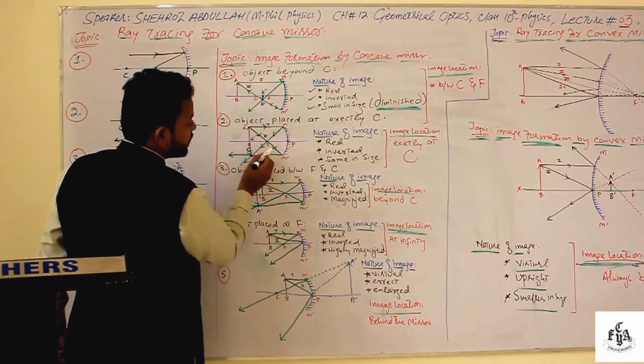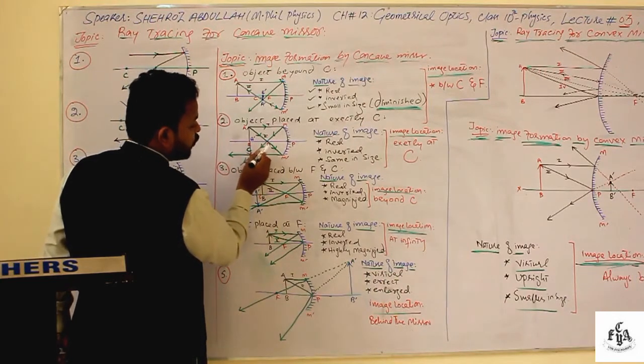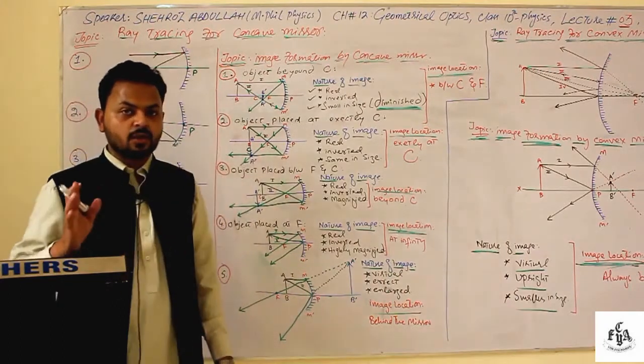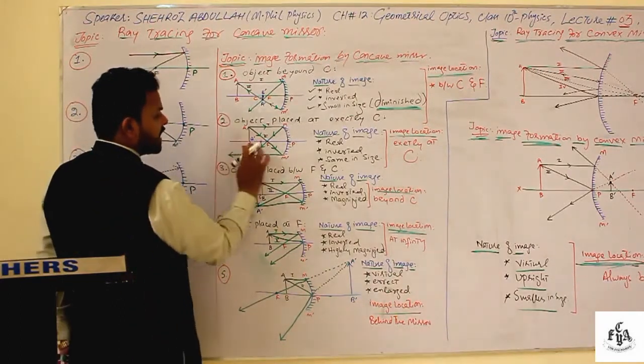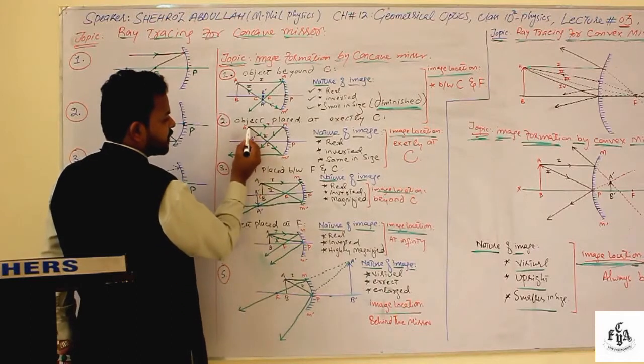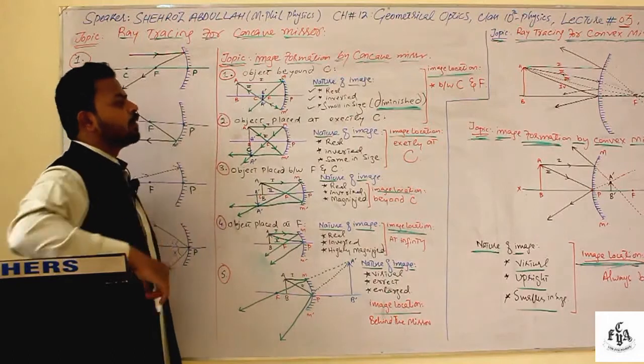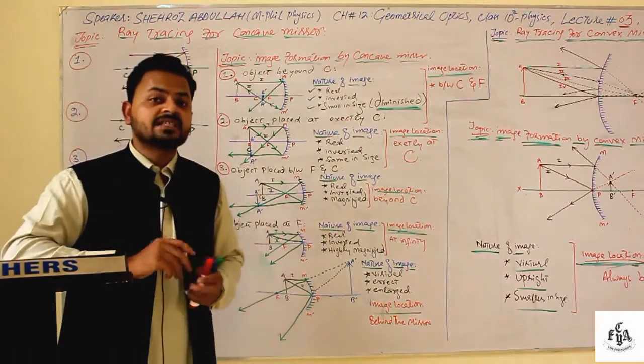The second ray is coming and passing through the principal focus, then strikes the mirror. After striking, it becomes parallel to the principal axis. Done? Okay. From the diagram we can see that we have placed the object over here. The image is formed exactly at the same position where we have placed the object.